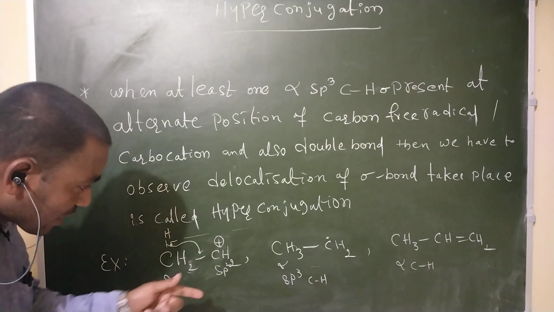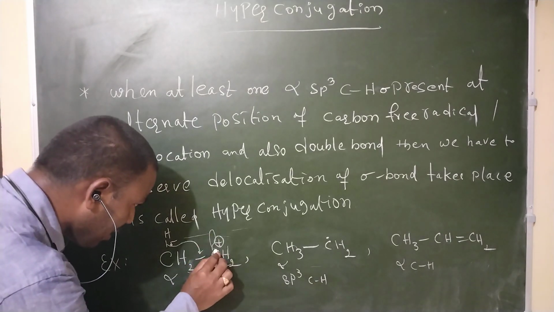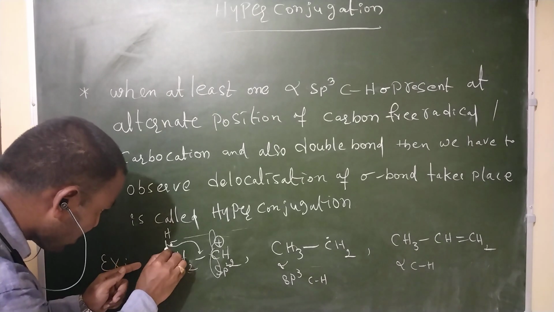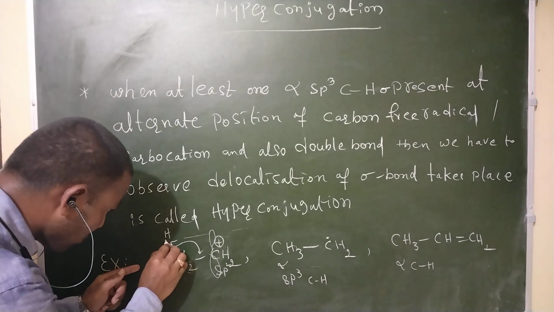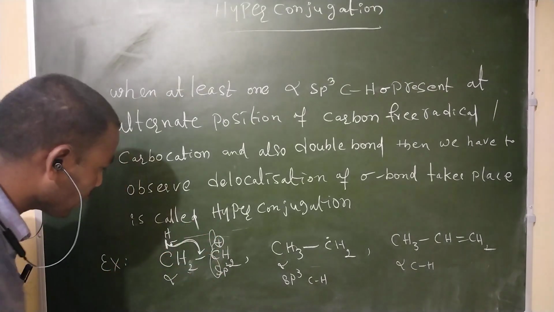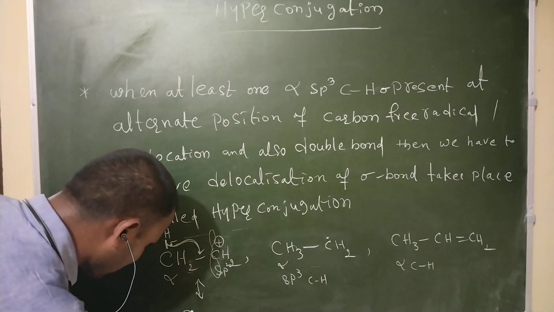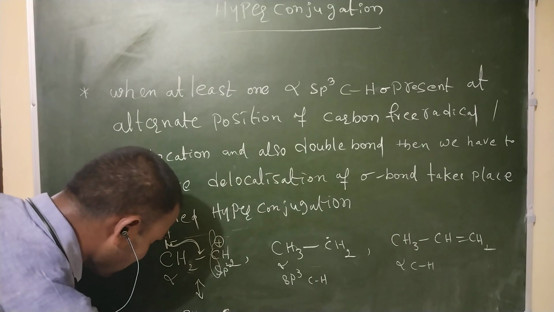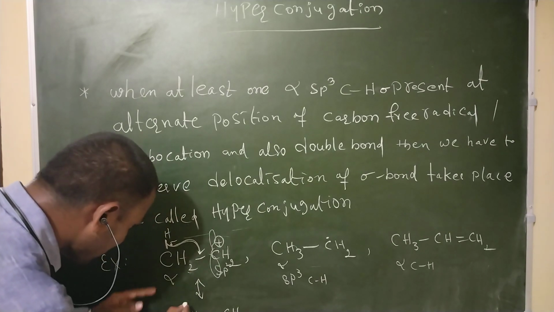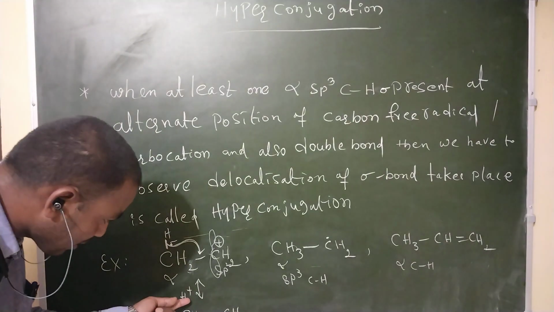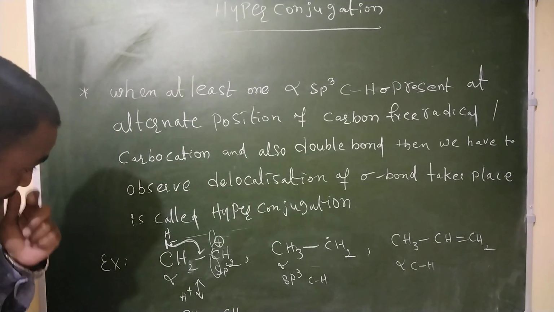Why? Because to get stability, the empty orbital is there. To get stability, the sigma bond delocalization takes place here to here. Then we observe this kind of structure, that is CH2 double bond CH2, and the hydrogen left here itself, by losing the sigma bond, gets a positive charge.